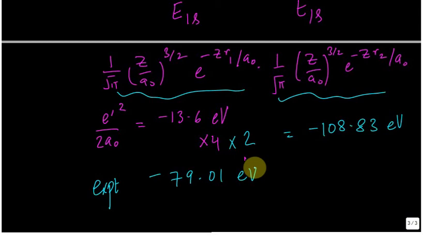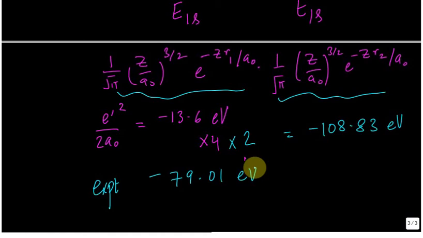Which means that we are at a gross error. I think the error is 38% or something; you could do that calculation. So definitely I need to include the interelectronic repulsion terms. So what do I do then?